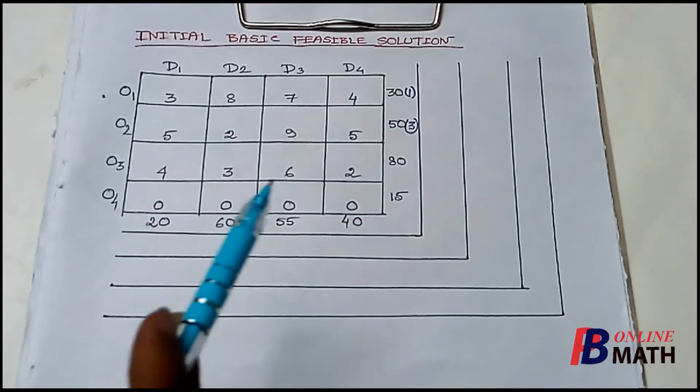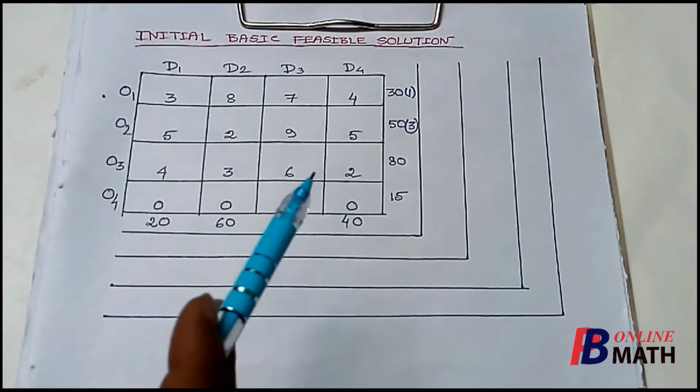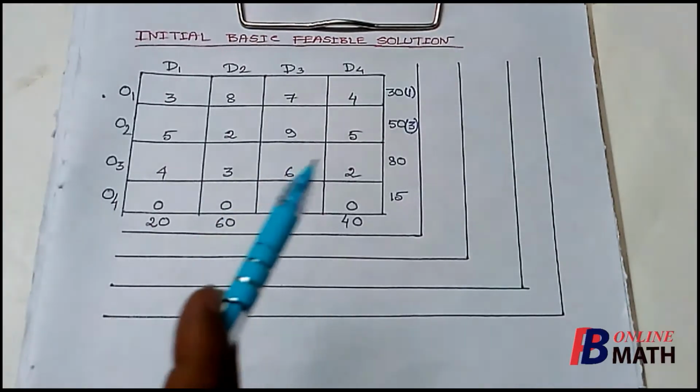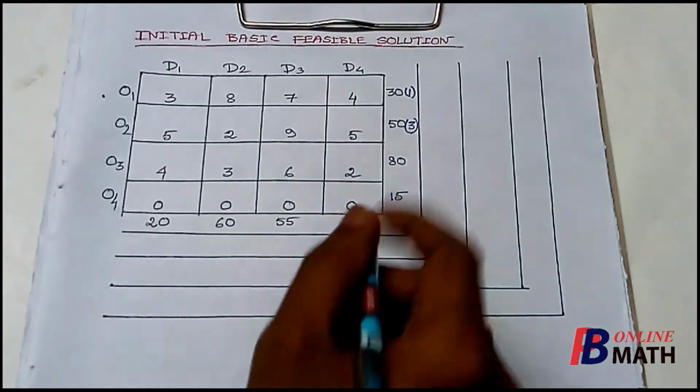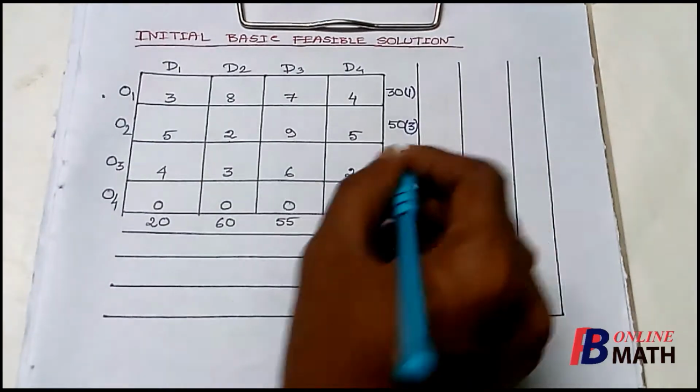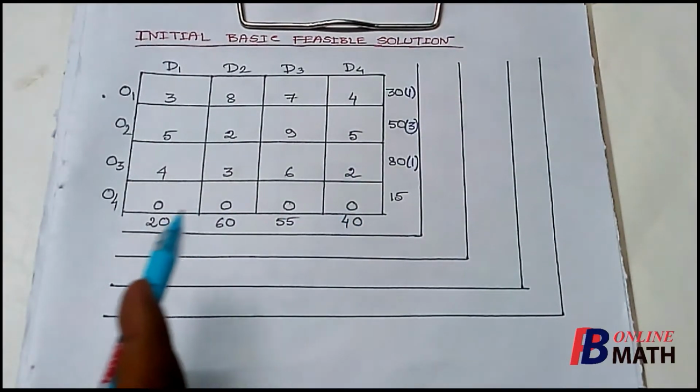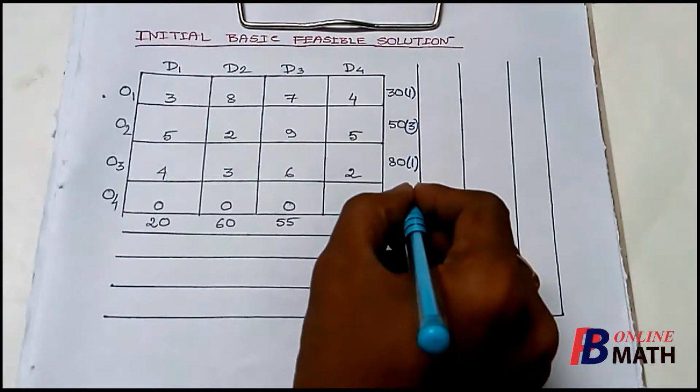From the third row, we find that the minimum element is 2 and the next minimum is 3. So the difference is 1. So we write the difference within a bracket. And from the final row, we find that all the elements are 0. So the difference will be again 0.